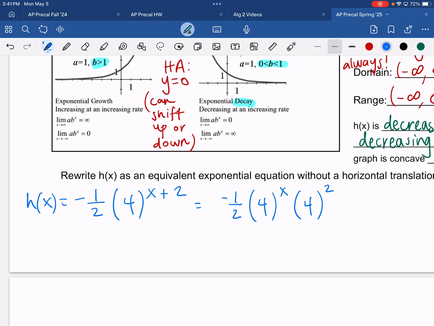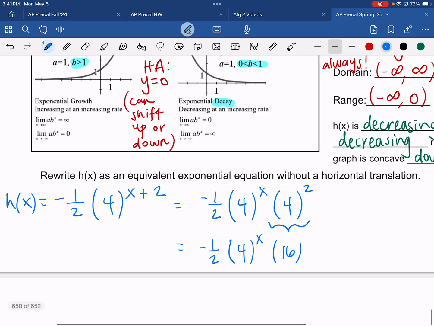And then I'm going to simplify what I can. Like, hey, we know 4 squared is 16. Negative 1/2 times 4 to the x times 16. And then I can multiply the negative 1/2 and the 16 because they don't have an exponent with them. Okay, it did state to write it as an equivalent exponential equation, so I guess I'll write it as an equation here.